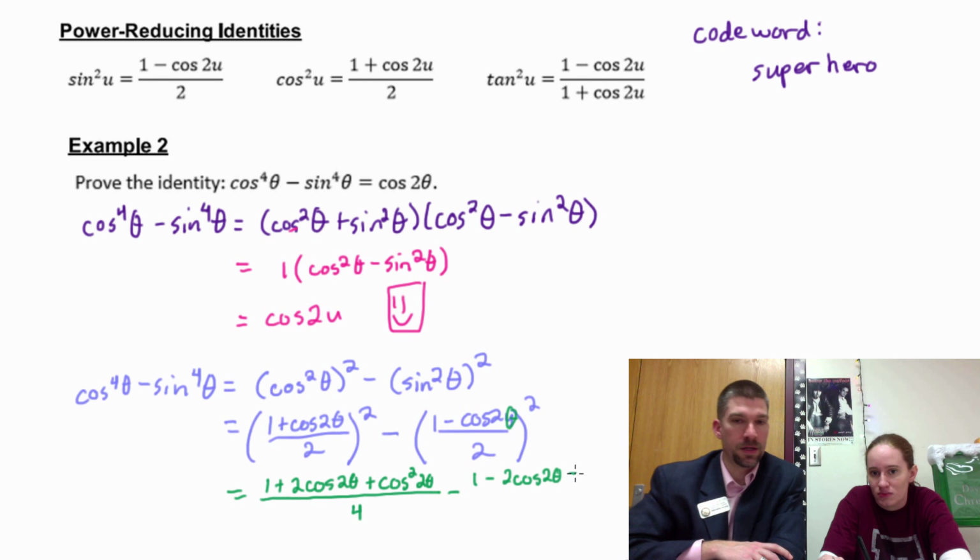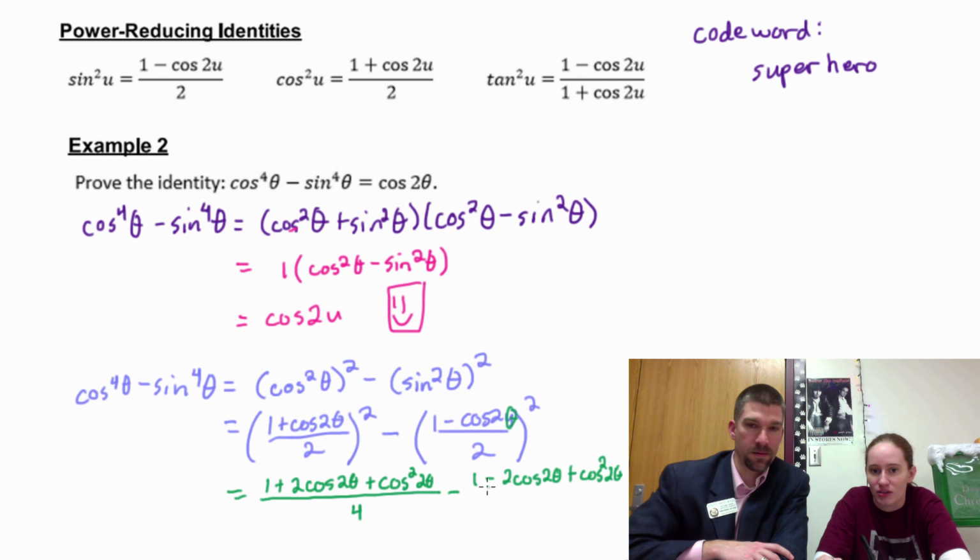Theta. Okay. Plus cosine squared 2. Oh no, I'm about to write on our faces. We're going to write on our face. Okay, we're good. We're good.